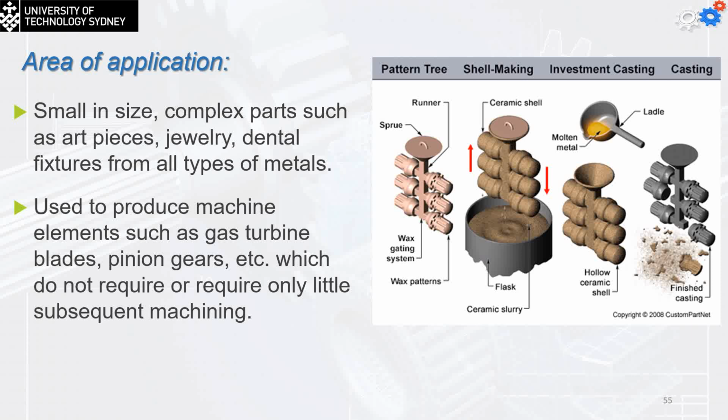So these are the making process for the pattern. Put it in the slurry material, solidify it, pour it, and you're going to have different shapes. That's what we call the pattern tree.